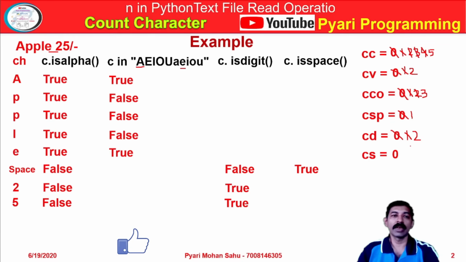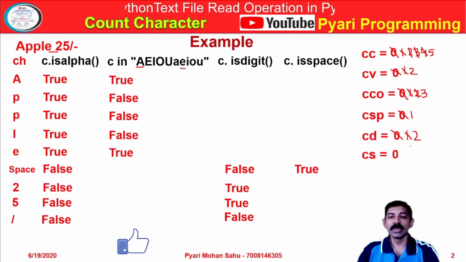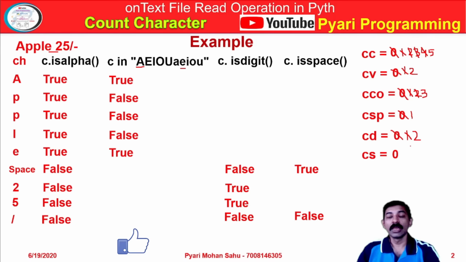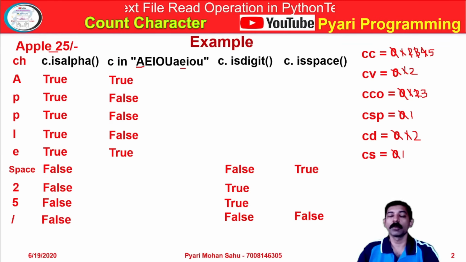Now after that I will extract one more. It is forward slash. Is it an alphabet? False. Is it a digit? False. Is it a space? False. Then if all are false, then it is a special character. I will increase the special character counter by 1.